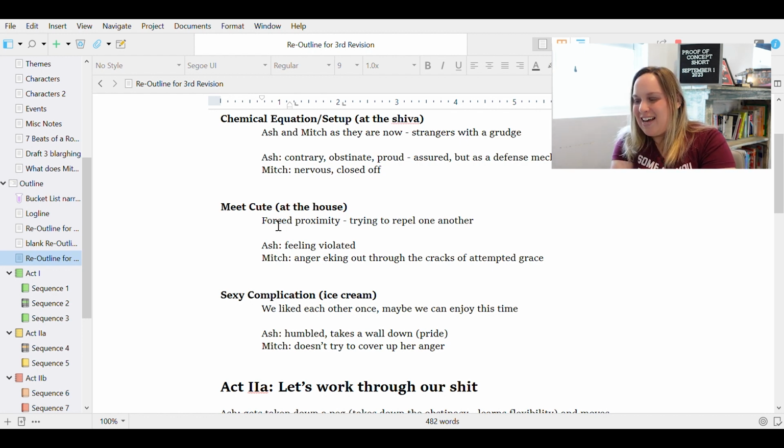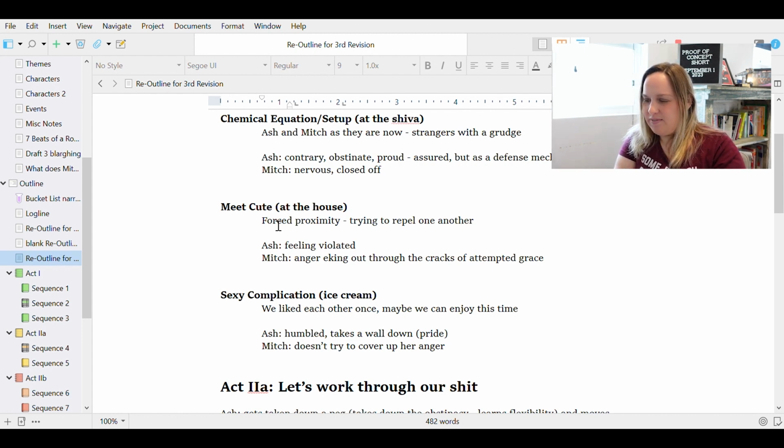Mitch's anger ekes out through the cracks of attempted grace. So she's not feeling violated necessarily, but she is feeling anxious and afraid of what happens if her emotions get out. And so that's her inner conflict, her inner state: keep my emotions in check.